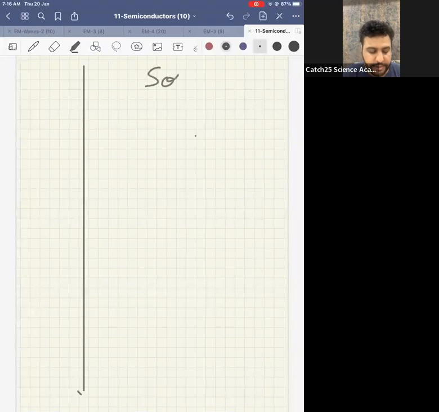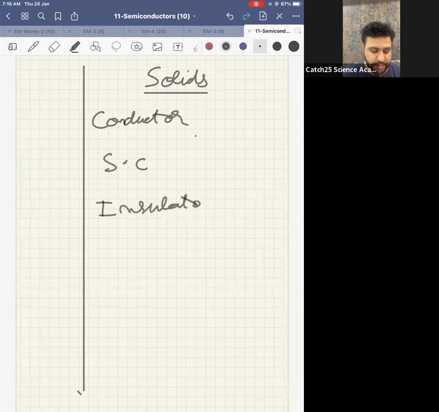Solids can be classified into three based on how they conduct. First one is called conductor, second one is called semiconductor, and third one is called insulator. This you should know from your high school also. There are three types of solids based on conductivity: conductor, semiconductor, insulator.